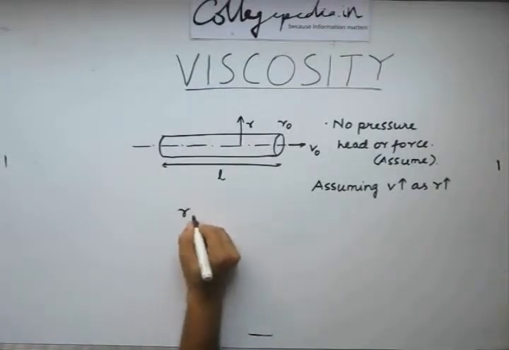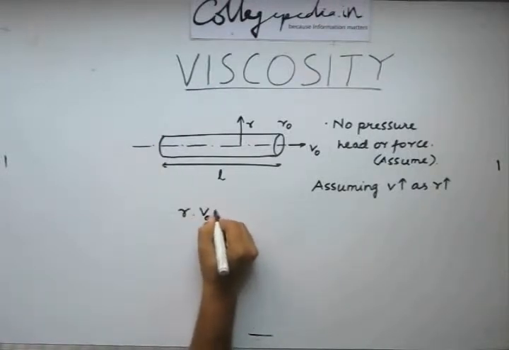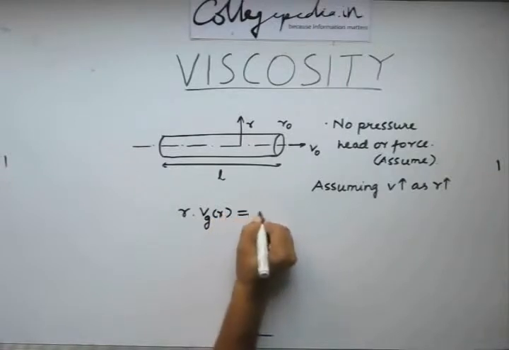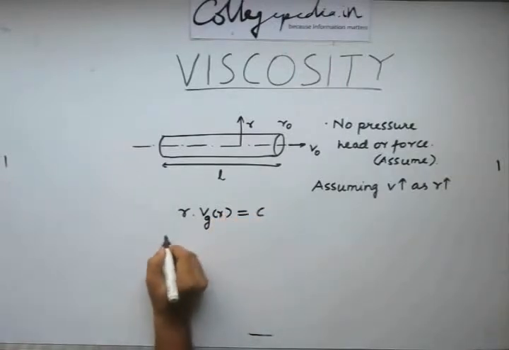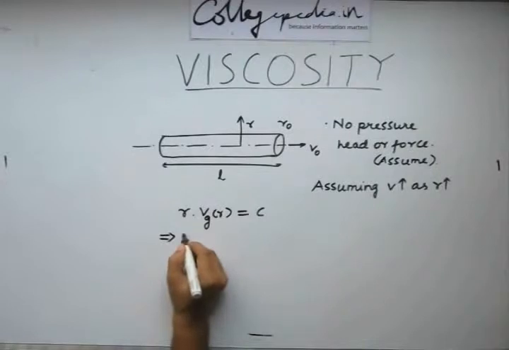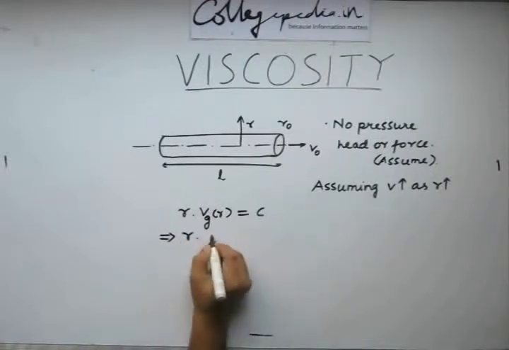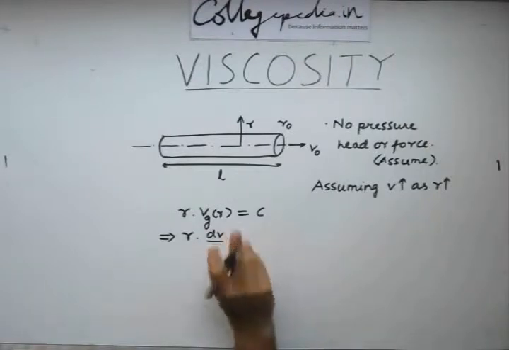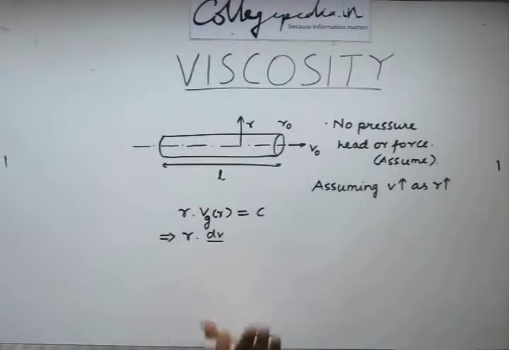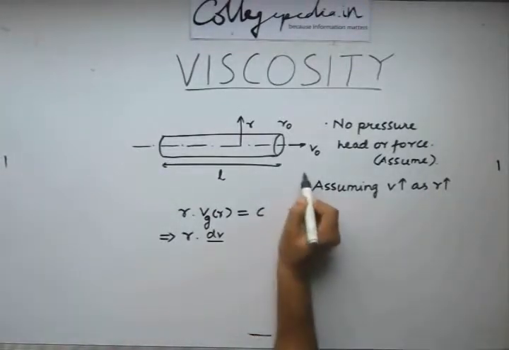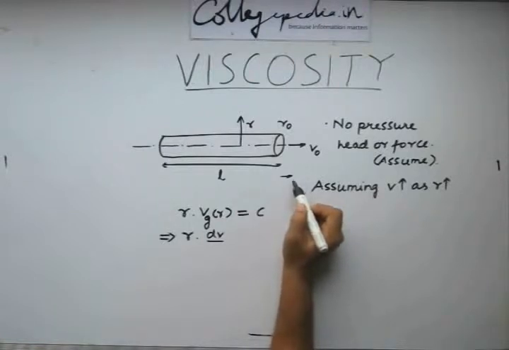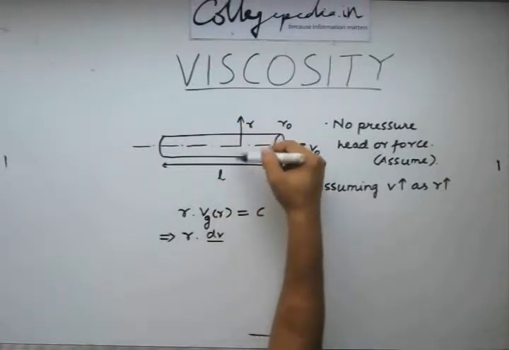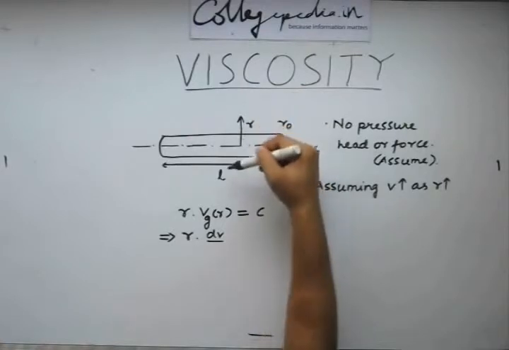So we had R times Vg at R being equal to some constant. So we can write this as R into dV by the coordinate axis perpendicular to this velocity, the velocity being in this direction. This is the direction of velocity. So the coordinate perpendicular to it is basically this vertical R.